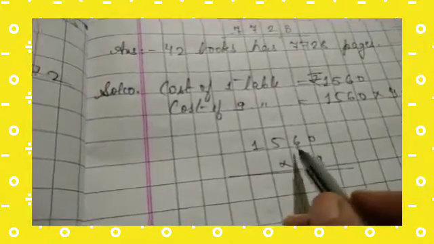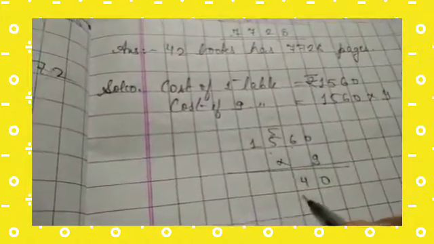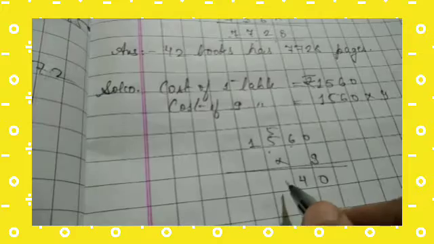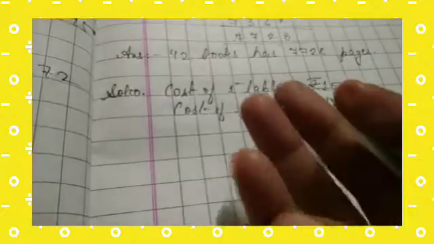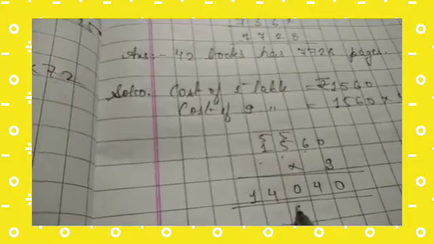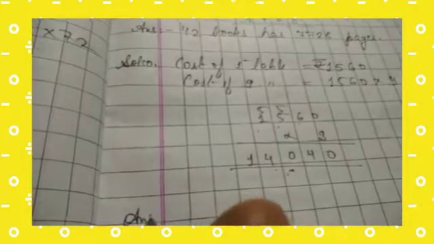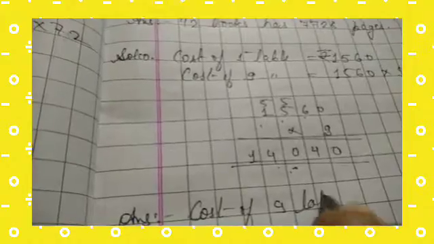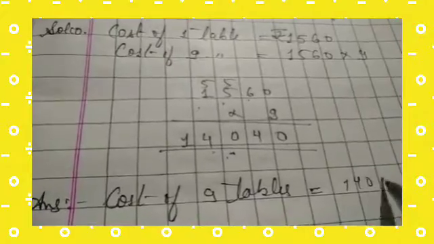9 zeros are 0. 9 6s are 54. Carry 5. 9 5s are 45, 46, 47, 48, 49, 50. 0, carry 5. 9 1s are 9, 10, 11, 12, 13, 14. So answer is 14,040. So answer, cost of 9 tables is equals to 14,040.